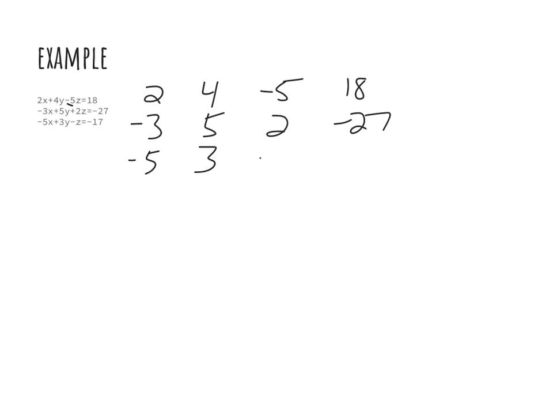So again, we've got another example here. First thing we do is we write it without any variables or equal signs. So that first equation, I've got a 2, a 4, a -5, and an 18. Again, this minus comes with the 5. Second one, I've got a -3, a 5, a 2, and a -27. And the third one, -5, 3, -1, and -17. Here is our matrix. So go ahead and type that into your calculator right now.